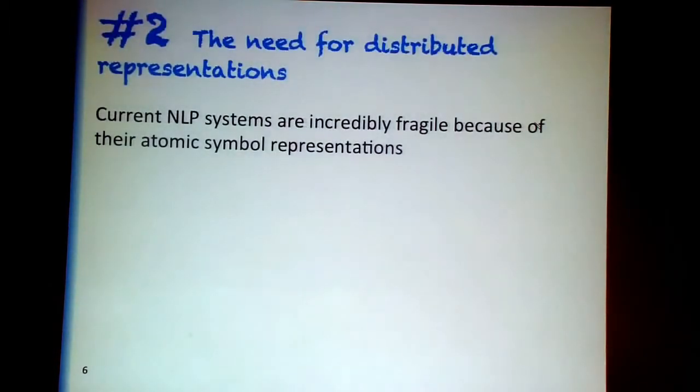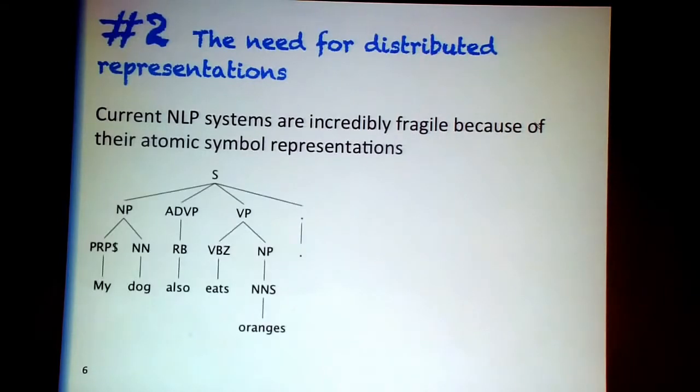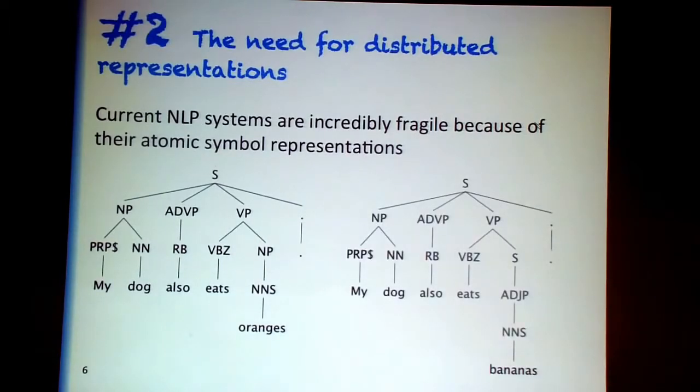Okay, the second motivation is, again, one of contrast with how we do things these days. At the moment, by and large, NLP systems use these atomic symbol representations, commonly known as words, and other such units. And because of that, the systems are incredibly fragile. Here's one little example of this, taken from the Stanford parser, so I'm not disparaging anybody else. Here's a simple sentence: my dog also eats oranges, and it gives it a perfect parse. Now I change oranges to bananas, and the parse suddenly gets messed up in a really weird way.